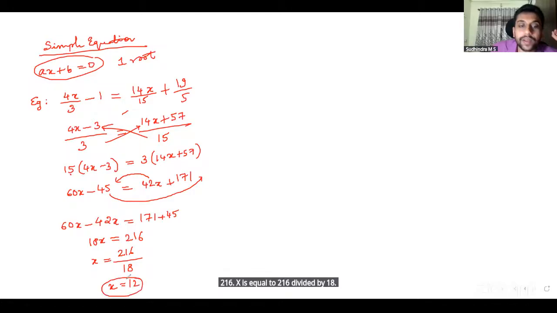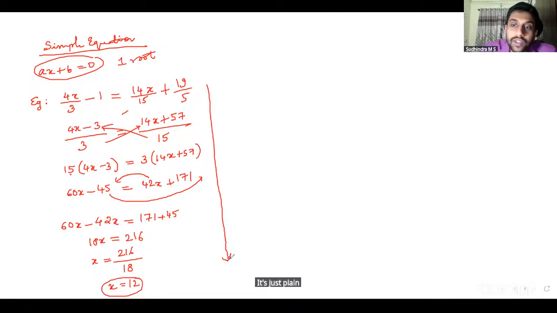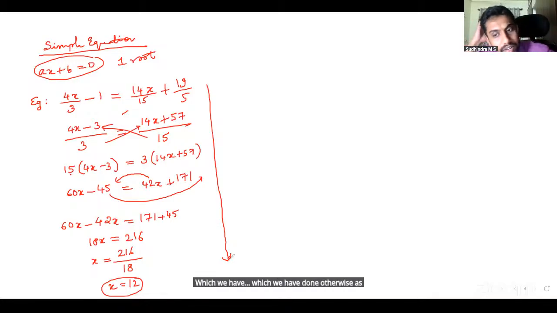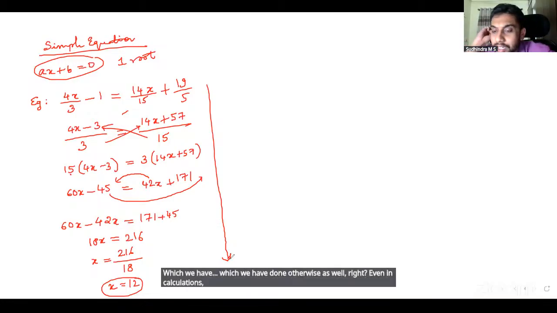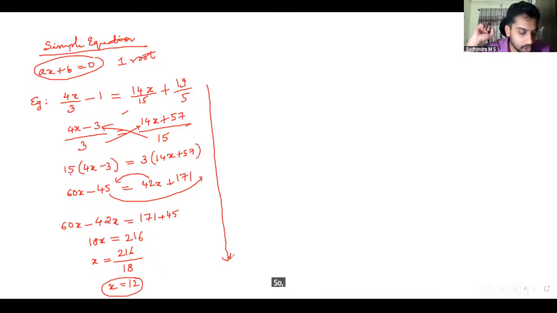12. You get 12. So there is no formula as such here. It's just plain simplification that we are doing, which we have done otherwise as well, right? Even in arithmetic mean, median, mode, etc., the same simplification we have done while solving. So same simplification, we get the roots. Is that clear?